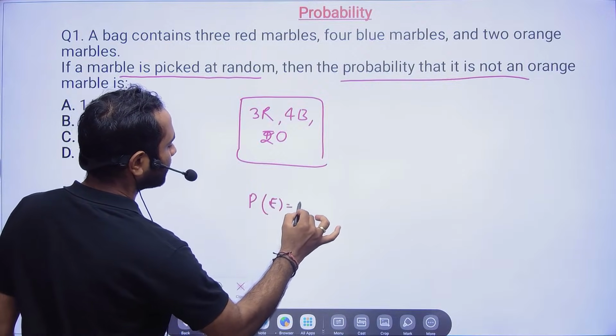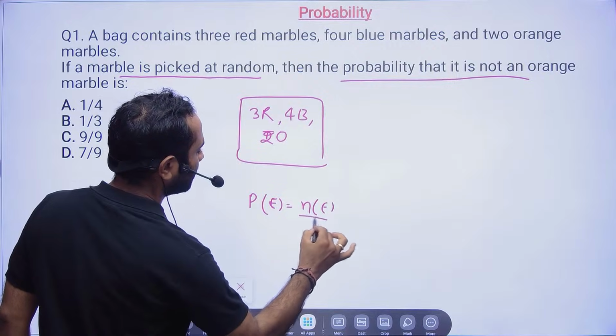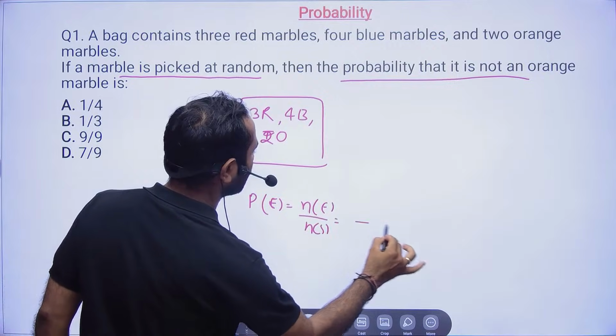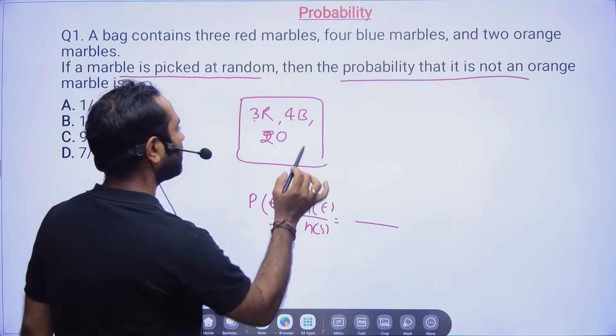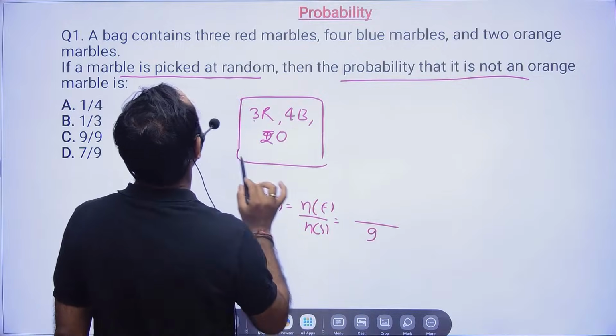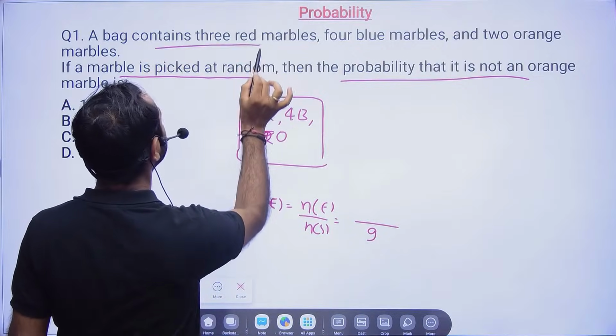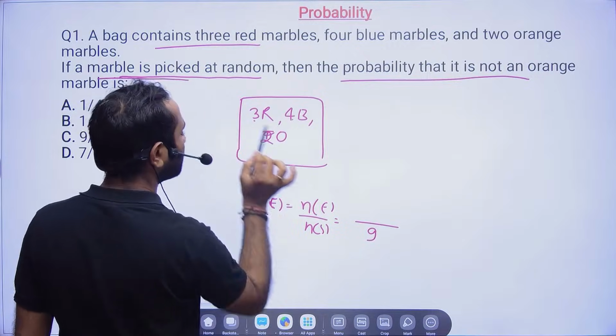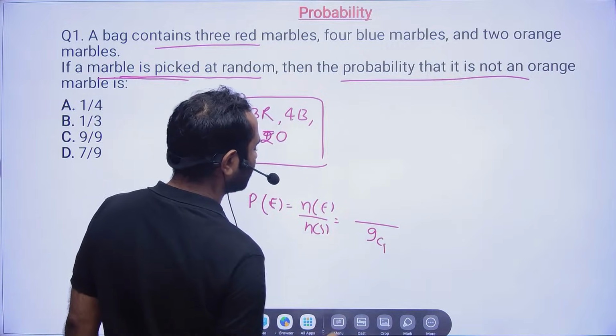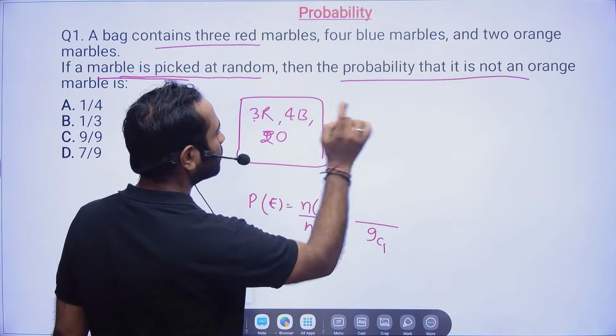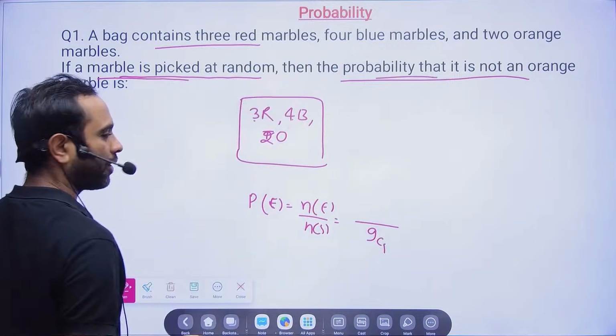Sir, it will be NE divided by NS. Now what is the total outcome? So total outcomes is 3, 4, 7 and 2, 9. How many marbles you have to take? If one marble is picked, 9C1. And what is the probability that it's not an orange marble?